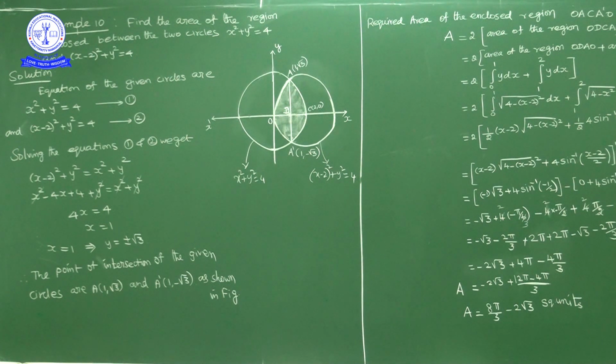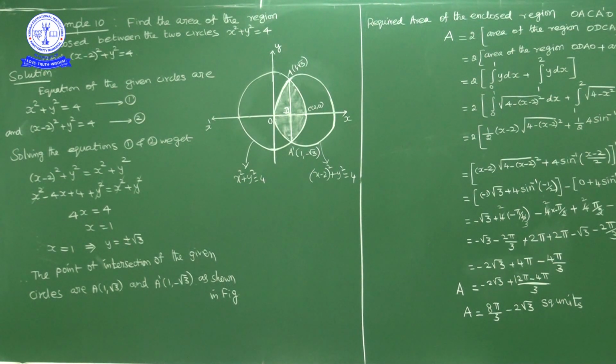2 points. Okay. Now I'll solve these two circles. So solving 1 and 2, what we have? (x minus 2) whole square plus y square is equal to 4, that is equal to x square plus y square. Now y square cancels on both sides. So (x minus 2) whole square is what? x square minus 4x plus 4, is equal to x square. Y square cancels, and x square also cancels on both sides. So 4x is equal to 4, which means x is equal to 1.